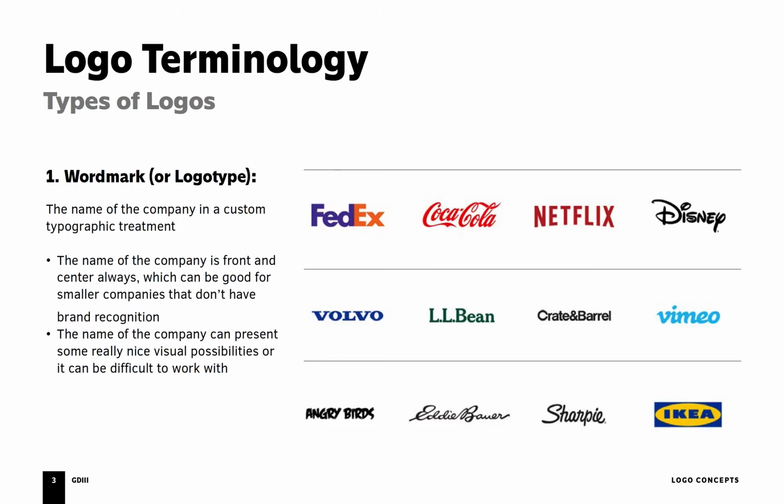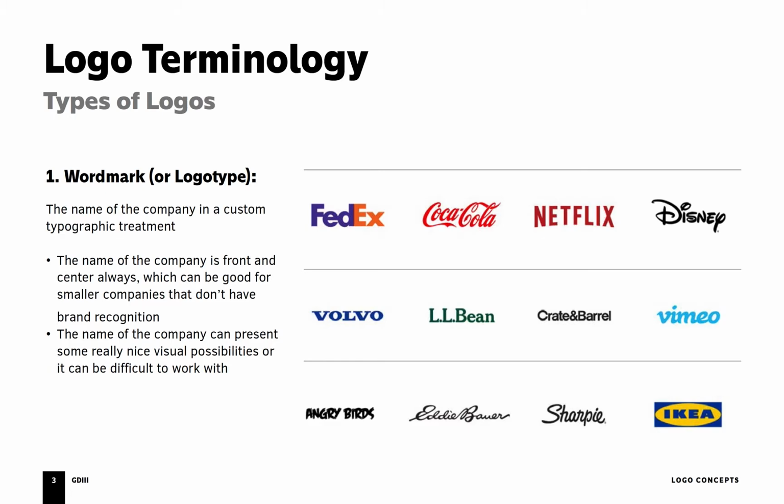Number one, word mark, also called a logo type. These logos are where the name of the company is really at the forefront and is being visualized in often a custom typographic treatment, but something that is type heavy. Here we've got a number of examples, right? This kind of an approach is really good because the name of the company is really front and center. That can be particularly helpful for smaller companies that don't have a lot of brand recognition.